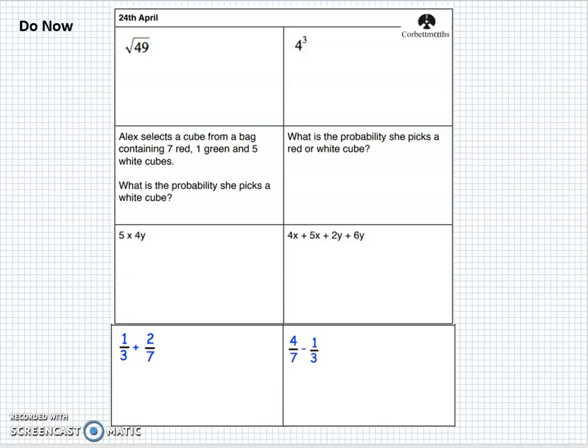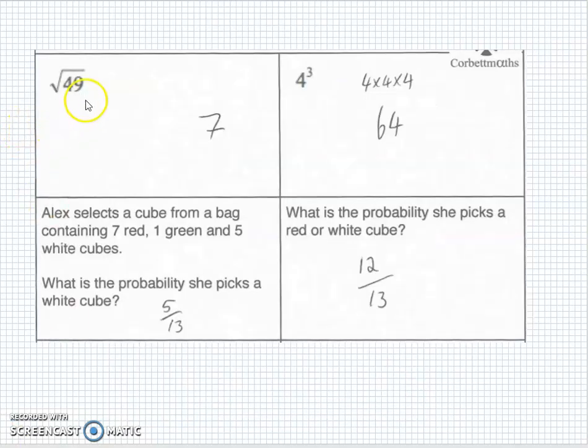Here is your do now for today. I would like you to spend around 3 to 5 minutes on this, no longer than that. So press pause and have a go. So 3 to 5 minutes, please, Year 8. So here are the answers.